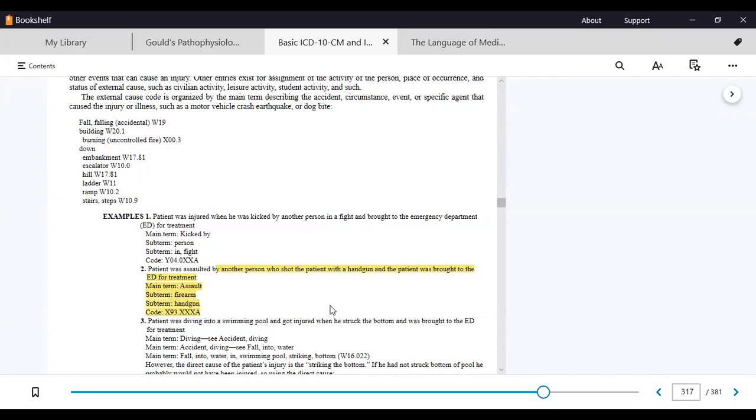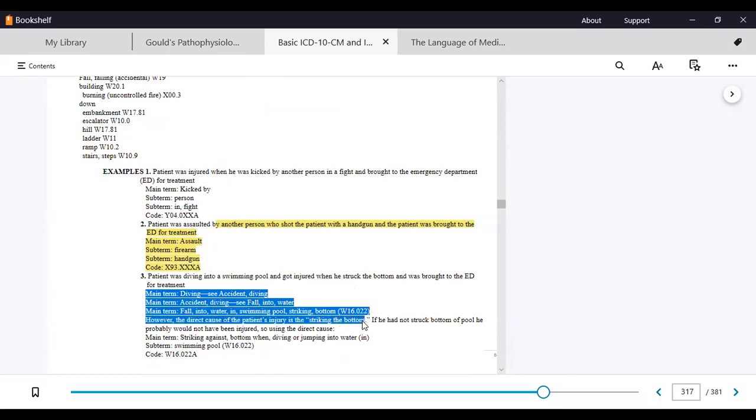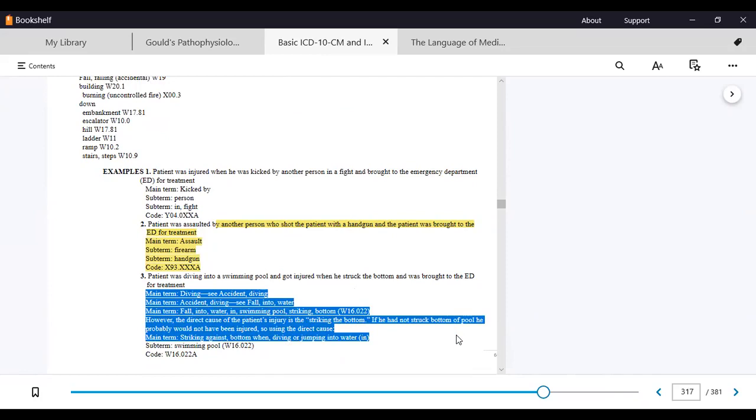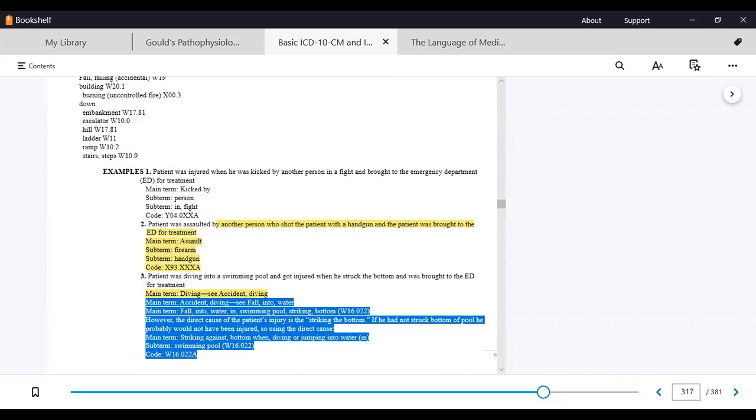initial encounter. Let's take a look at one more, and that is: patient was diving into a swimming pool and got injured when he struck the bottom and was brought to the emergency department for treatment. The main term out of the table of external causes, diving, accident, diving, fall into water in a swimming pool, striking bottom. So again, striking the bottom, subterm swimming pool, we have W16.022, initial encounter. Again, we see the A.